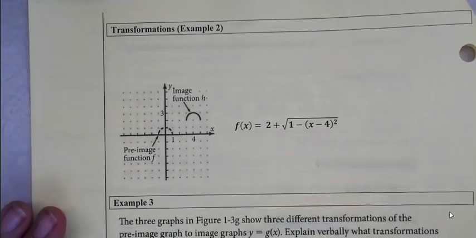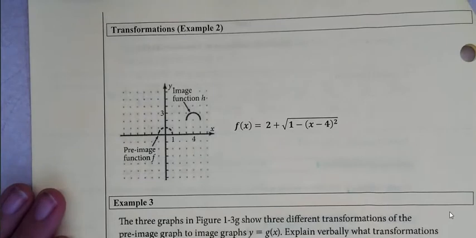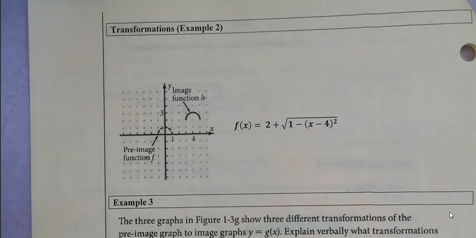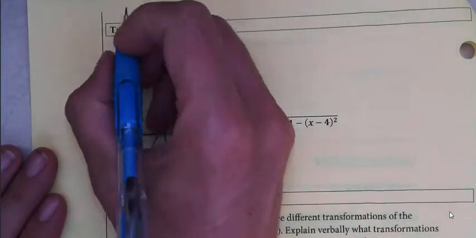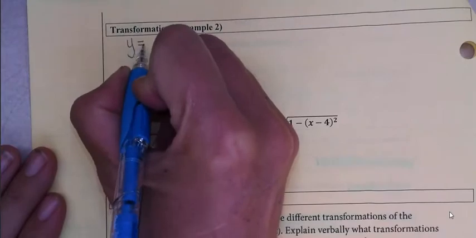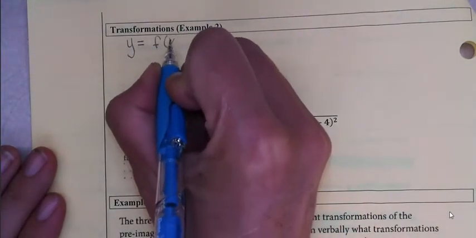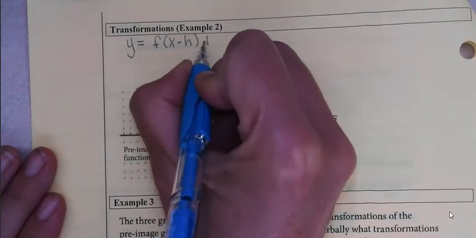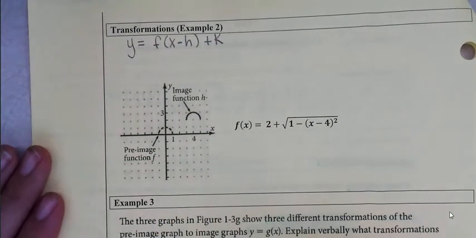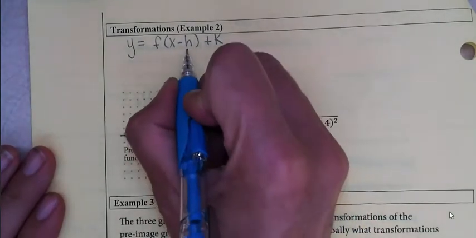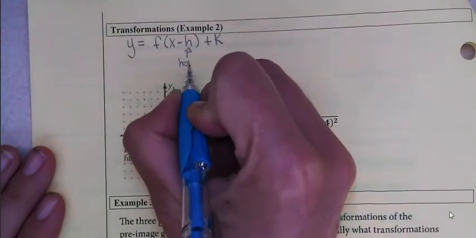Now let's do the easy stuff, because we did this a lot last year. Transformations: shifting up, down, right, left. The way that we looked at it last year was, if you had a function, maybe it was f of x minus h plus k. Your minus h was your horizontal shift.